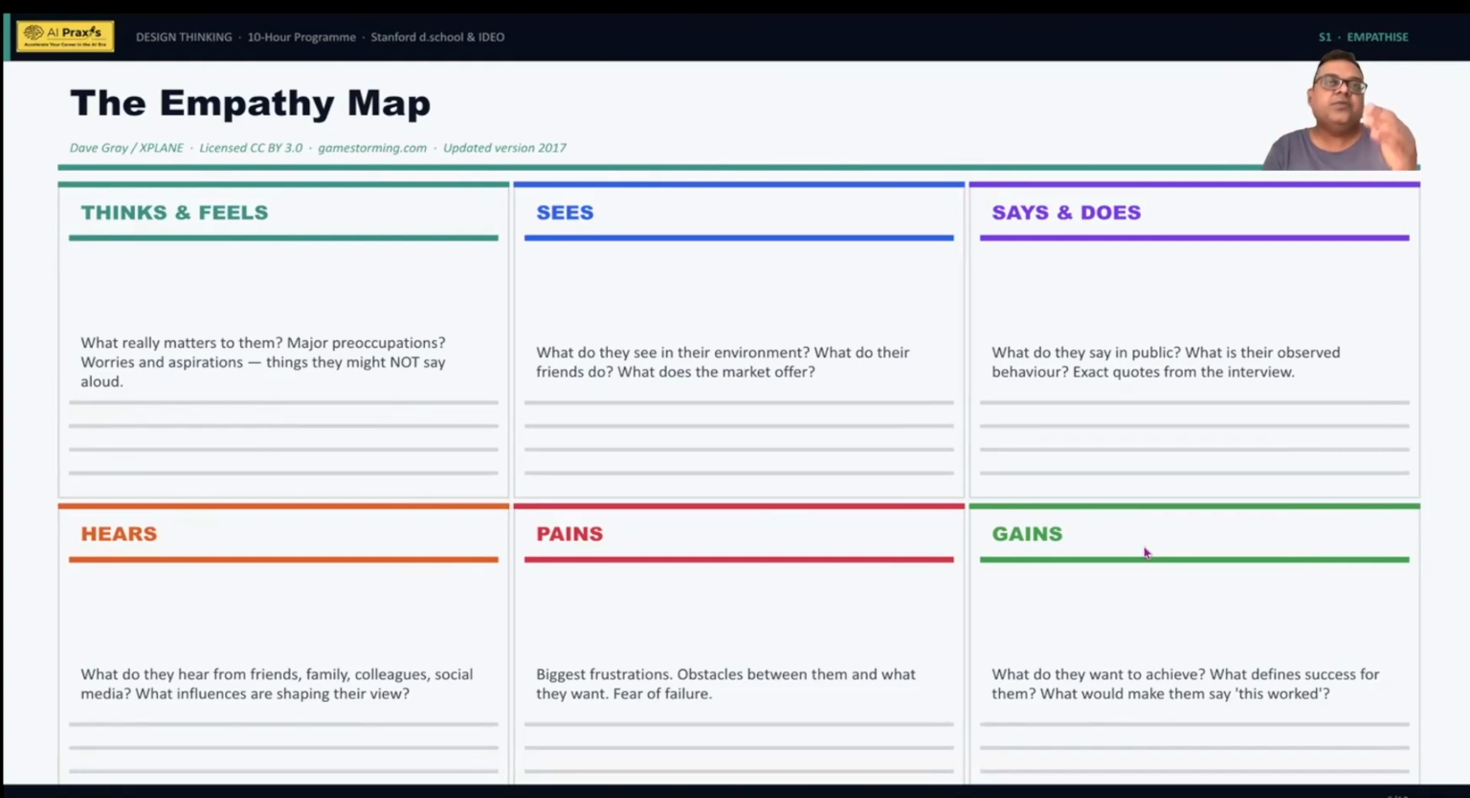So let me give you the background. Empathy map was developed by Dave Gray of Explain. You can Google him. And it has become one of the most widely used tools in design thinking, right? Its purpose is very simple: to help us organize everything we learned about one specific user. Notice I said one specific user, not all users, not an average customer, not a group, but one real person. Because design thinking doesn't begin by designing for everyone. It actually begins by deeply understanding one person with a specific problem.